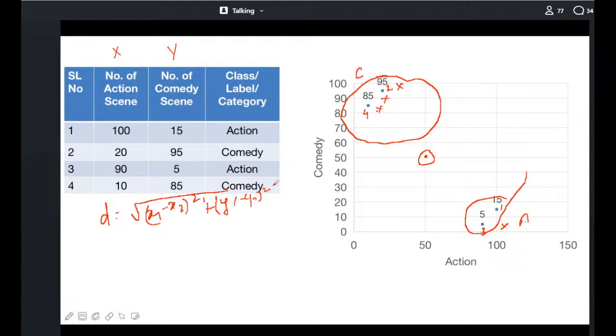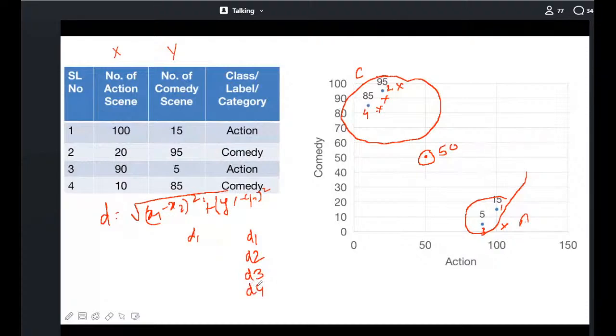So what I will do is compute the distance from the 50-50 point to all these 4 points. Let's say we have computed the distances and sorted them in ascending order, and we get the distances d1, d2, d3, d4. So this is distance 1, this is distance 2, this is distance 3, this is distance 4.